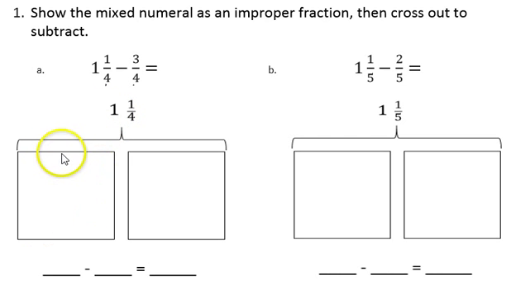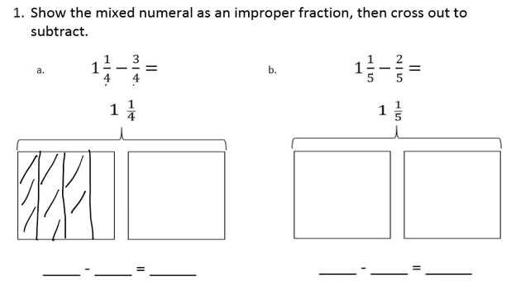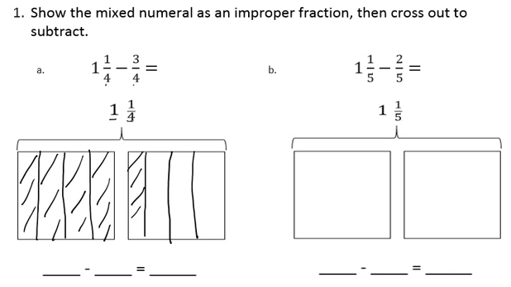So here's my whole square, and I'm just going to divide it into fourths. The 1 whole is equal to all 4/4, so I'm going to shade in the entire square. So that's the 1 whole portion of the number. I still need to show the 1/4. So on this square, I will break it into fourths and shade the 1/4. Now I have my 1 whole, which is the same as 4/4, and my extra fourth. Altogether now I have 5/4.